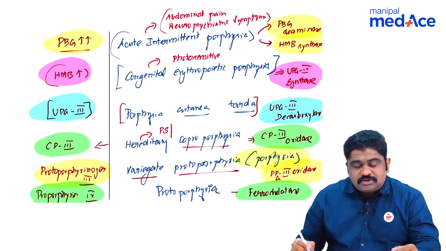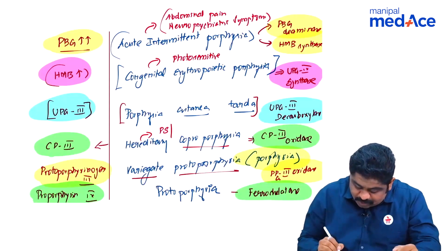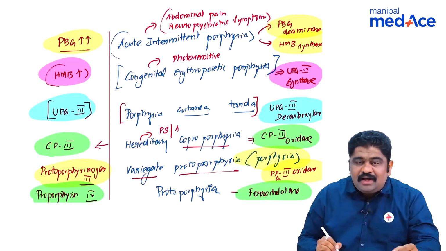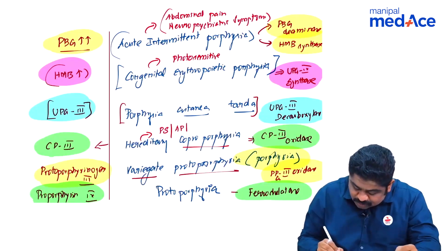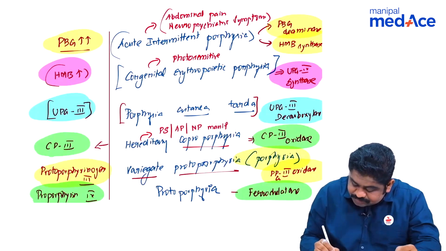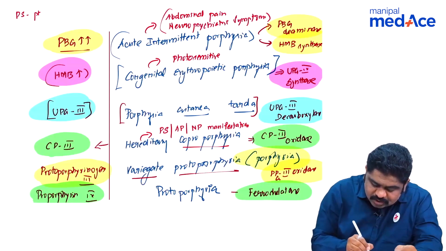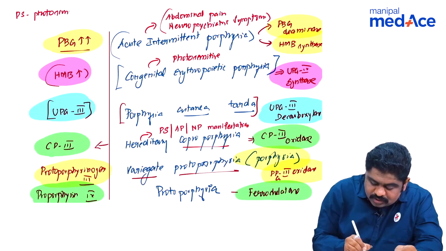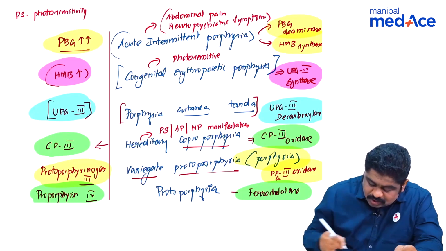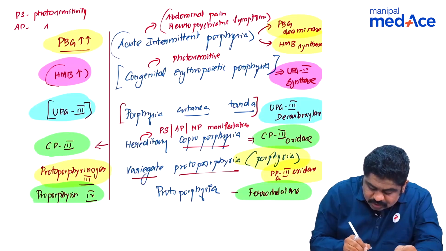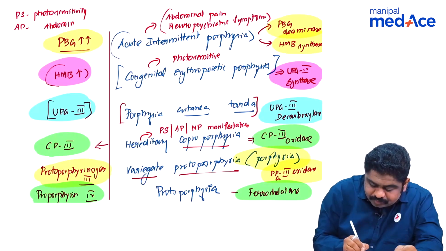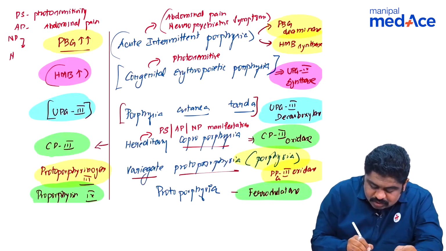Next, in case of hereditary coproporphyria, you will be able to notice that you can expect photosensitivity because of the coproporphyrins going for isomerization, but they are also capable of going to the GIT and irritating the enteric nervous system to cause abdominal pain, and they can have neuropsychiatric manifestations. So here I'll write it, PS is photosensitivity and AP is abdominal pain. Then NP is neuropsychiatric manifestations.